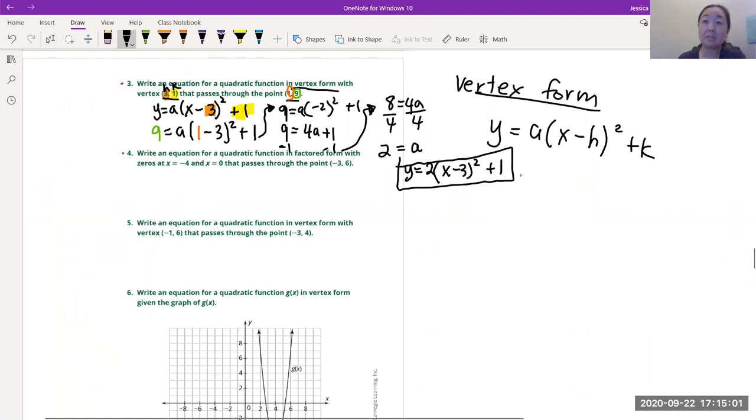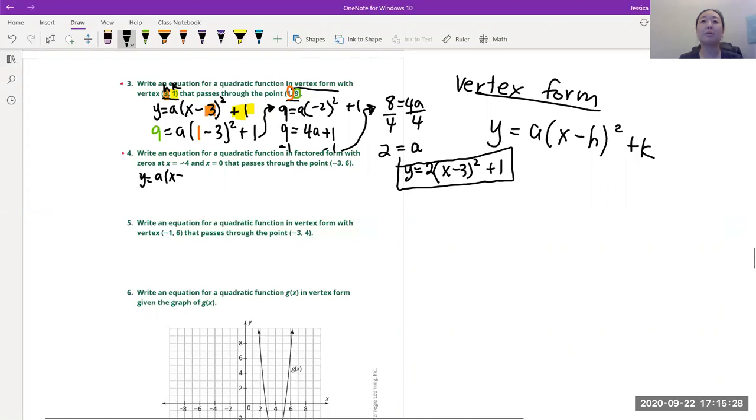If you did not do it yet, pause. Do it. All right, so again, this one is going to be in factored form with zeros at -4 and 0, and then passes through the point -3, 6. So we're going to do the exact same thing here. So y is equal to, factored form, that we don't know a again, times x minus, remember it's going to be -4.